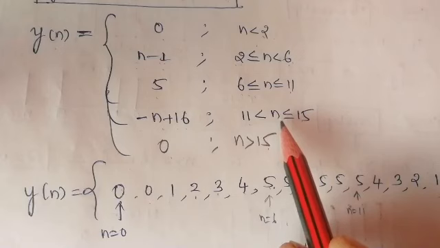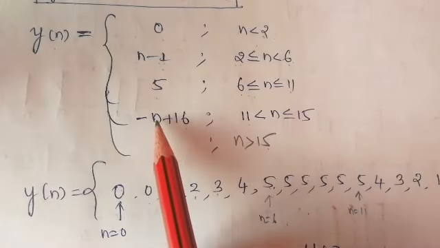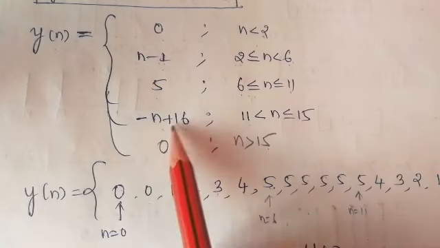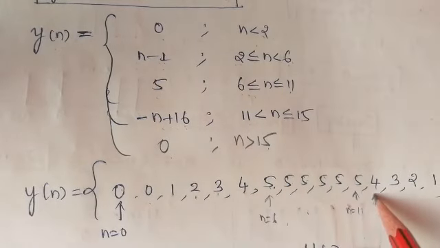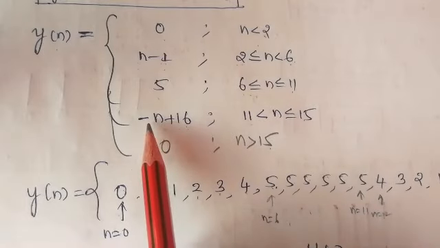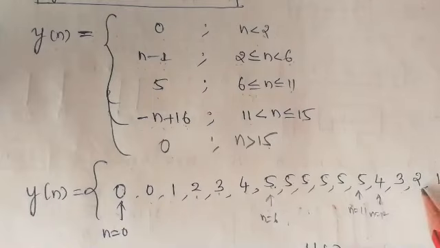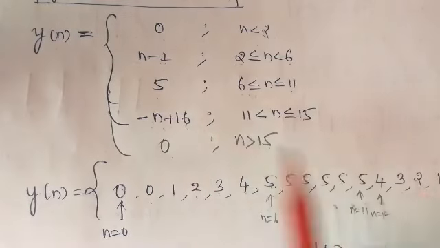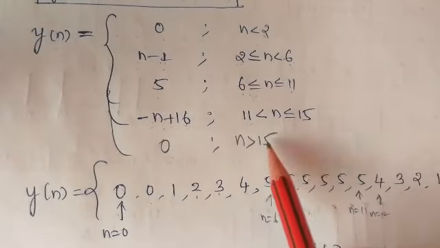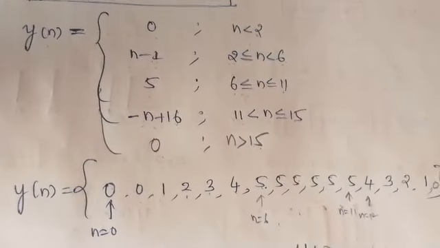Next, go for the next case. If n equal to 12, substitute here, minus 12 plus 16, it is 4. So n equal to 12, it is 4. Next, n equal to 13, minus 13 plus 16, 3. Minus 14 plus 16, 2. Minus 15 plus 16, 1. If n is greater than 15, the remaining values are 0.